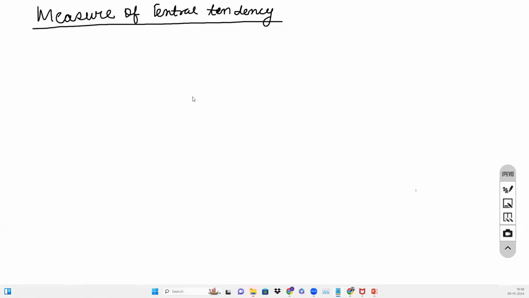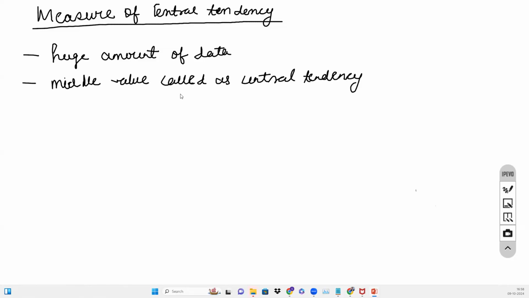Hello everyone. In this video, we will be talking about measure of central tendency. When we are dealing with a huge amount of data, often when we are working in any organization, the data given to us is huge. It's in terabytes, or it can have a numerous number of rows and columns. What we see here is that all this data is always clustering around the middle value, and this middle value is called central tendency.